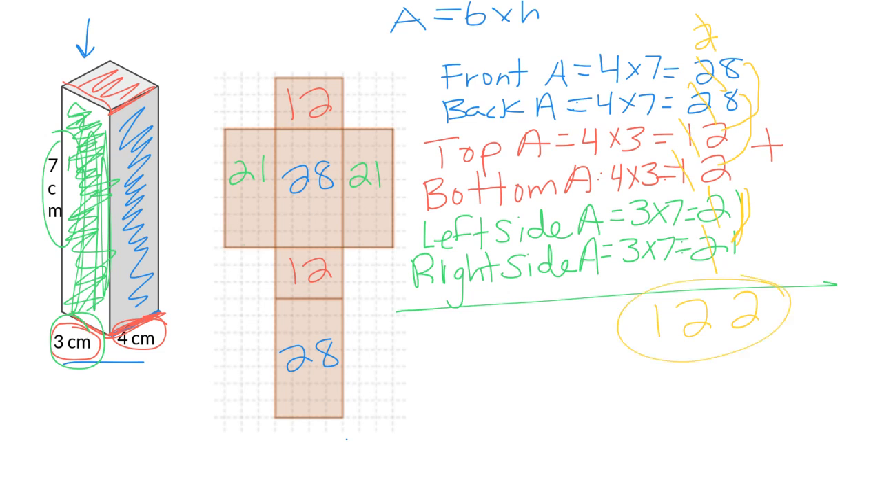If I had a calculator right next to me, like I'm hoping that you will be pulling up on your Chromebook, that you will check out your work too. Our total surface area is equal to 122 square centimeters.